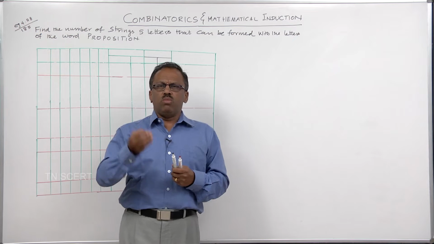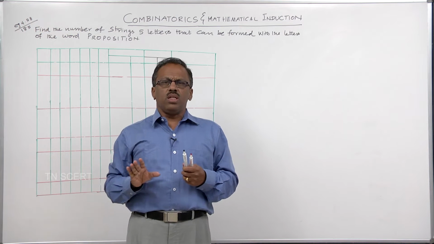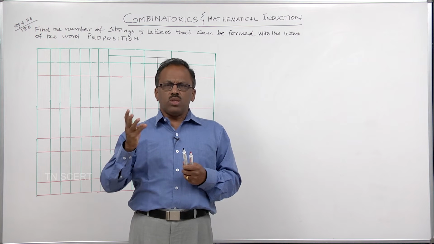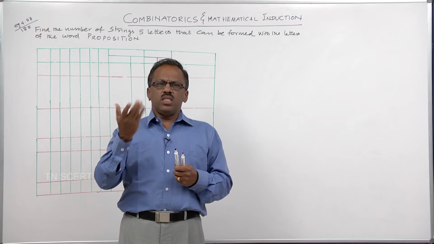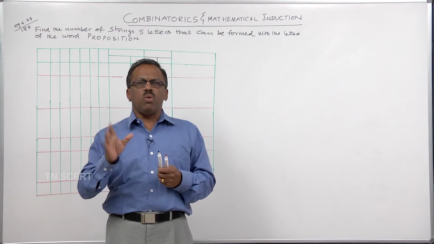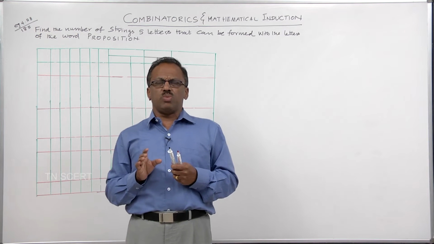For example, Murugan is a word. That means no letter is repeating, all are different letters. So M, U, R, G, A, N: 6 letters, 6 factorial ways. That is the way we can make an arrangement.